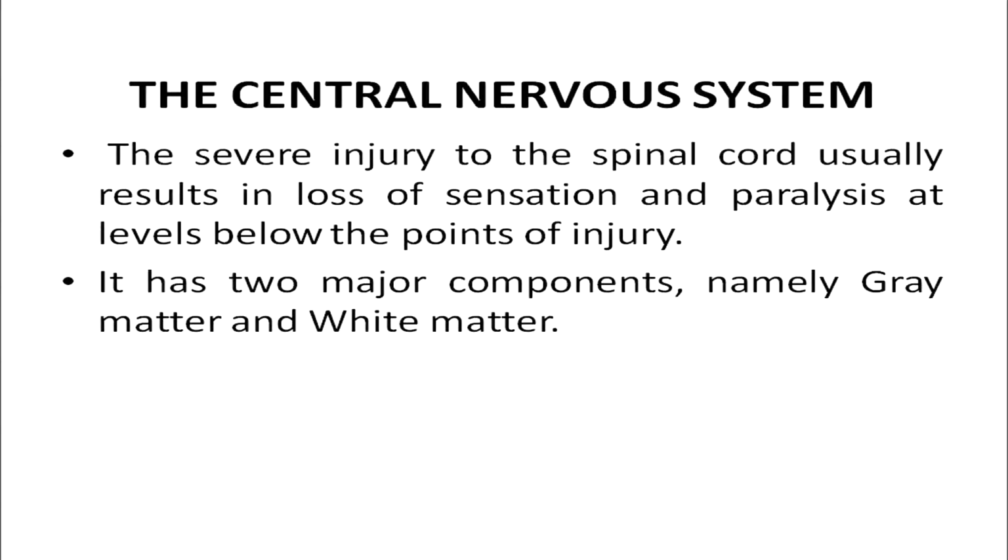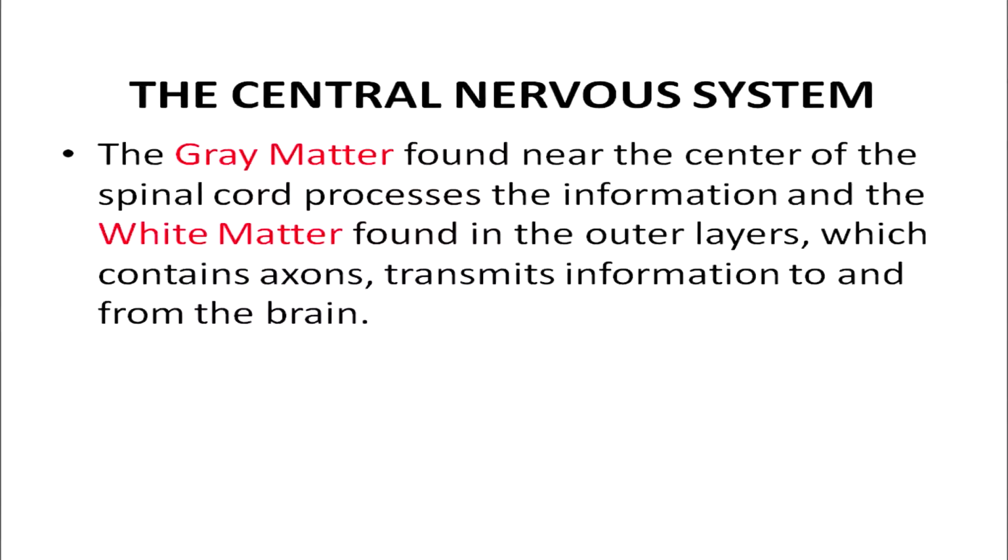The spinal cord has two major components. First is known as the grey matter and second is known as the white matter. So, what is the job of the grey matter and white matter inside the spinal cord? The grey matter found near the center of the spinal cord processes the information. That is, whatever you receive from outside, the grey matter has to process that information, that is, what needs to be done with it. And the white matter, found in the outer layers of the spinal cord, which contains the axons, transmits information to and from the brain for the muscles to act.